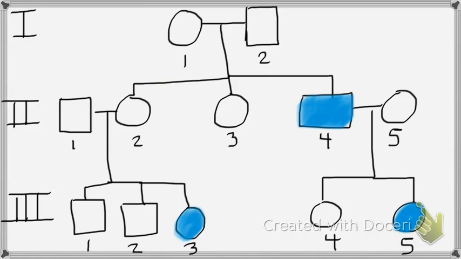So I'm going to write that down up here at the top. Autosomal recessive. Okay, now we're going to use the letter A to stand for the trait. And remember, this is an autosomal recessive disorder. And we're going to see if we can figure out some of the genotypes of these parents and their offspring. So let's start at number 1.